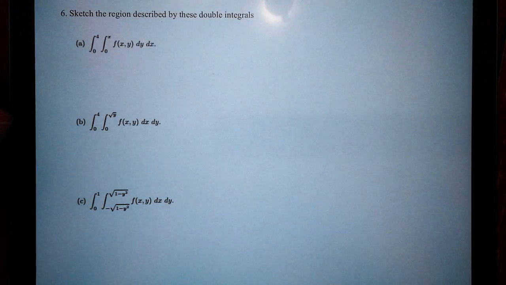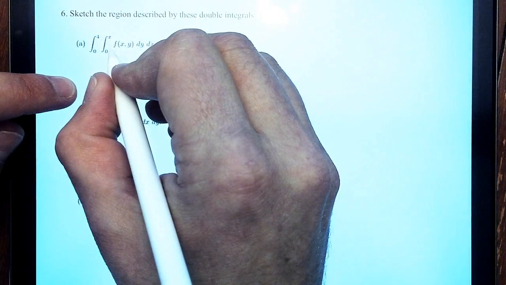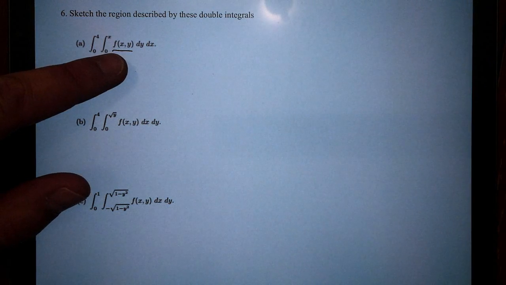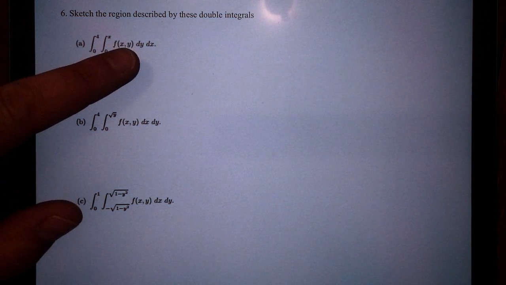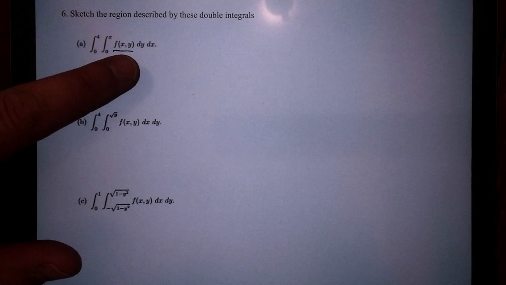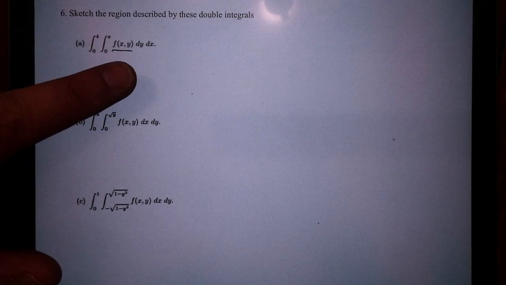So we want to sketch the region described by the following double integrals. Now notice there's this little function in here. We're going to talk about what that means later on. If you want to think about it, that could be like volume, because we have the area of the base times the height. So it's going to give us a volume formula later on. We'll talk about that in a day or two.